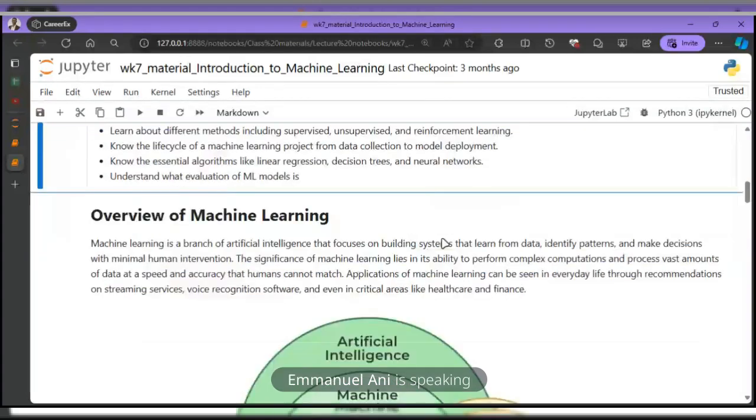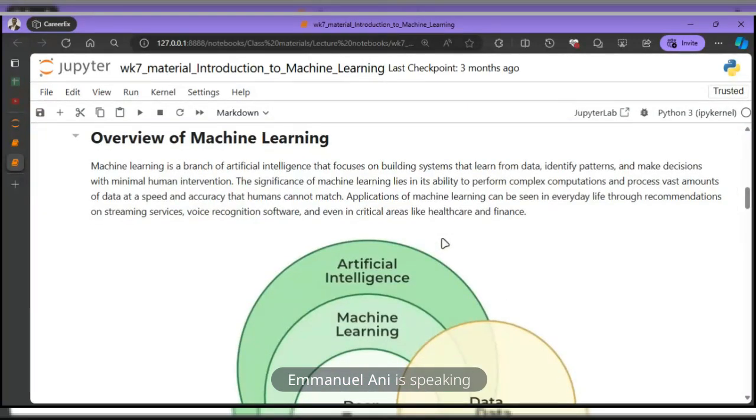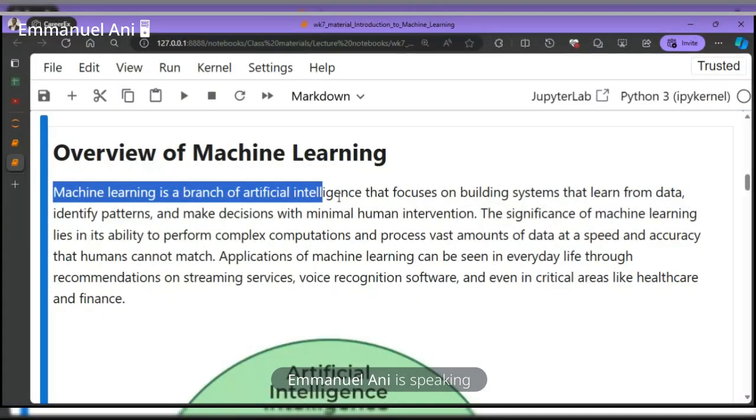Now, what is machine learning? What exactly is machine learning? As you can see on the screen here, machine learning is a branch of artificial intelligence that should be at the back of your mind. Machine learning is a branch of artificial intelligence that focuses on building systems that learn from data. The same way human beings learn is the idea that ML researchers are trying to replicate in computers.